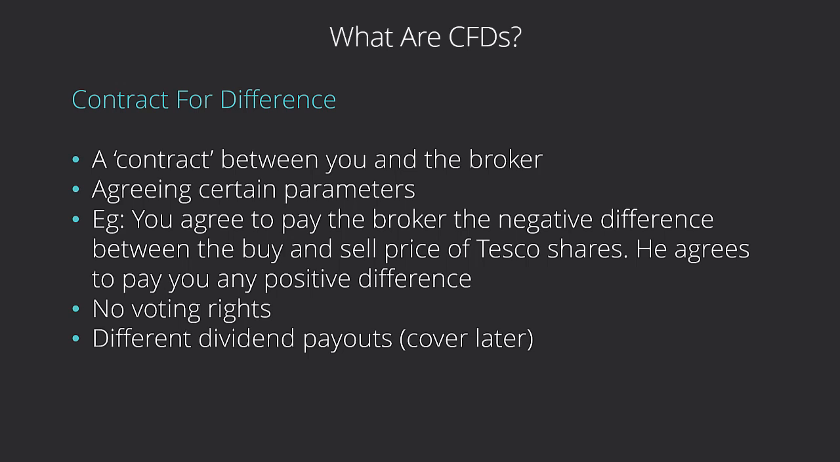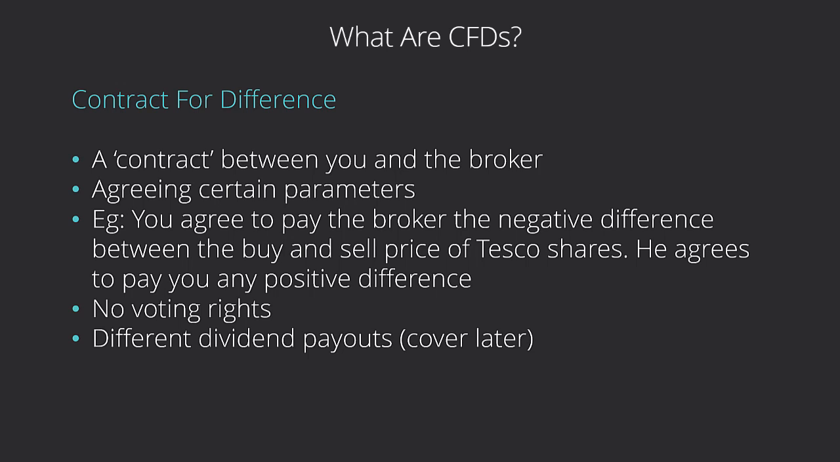You're not buying the underlying asset, so you don't get any voting rights. A CFD is purely mirroring the underlying via a specific contract. You do get dividend payouts, but they're slightly different in the way they work because it's not the actual underlying, and there's a middleman involved, i.e. your broker. You're not going directly to the exchange as such. There's an extra layer of complexity in there, so they're slightly different.